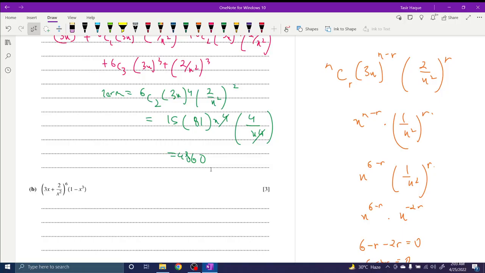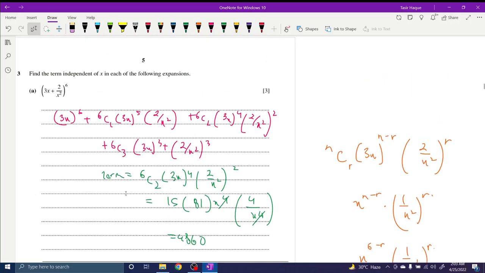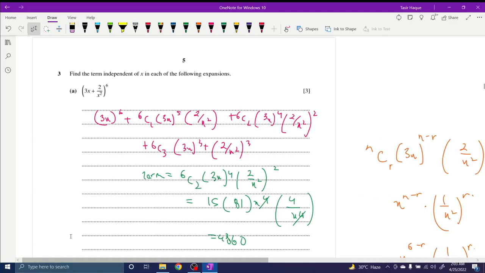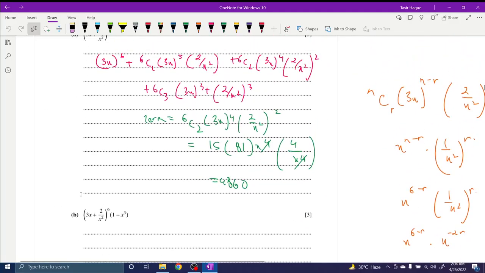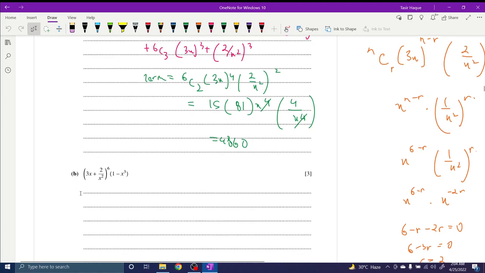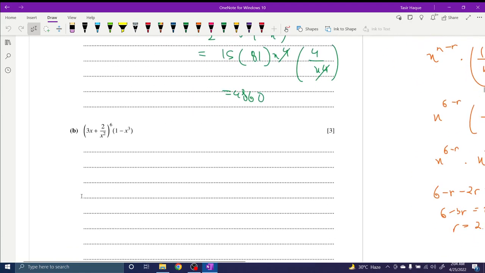Okay, so if you input 2 here, you're going to get this answer. Now the next one, in part B they also want the term independent of x. That means x needs a power of 0 basically. So when will that occur? Just think about it. When will that occur?